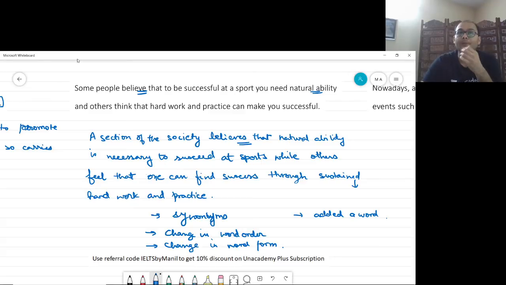So, some people believe that to be successful at a sport, you need natural ability, and others think that hard work and practice can make you successful. The paraphrase I came up with is: a section of the society believes that natural ability is necessary to succeed at sports, while others feel that one can find success through sustained hard work and practice.